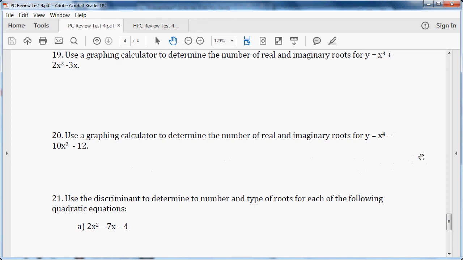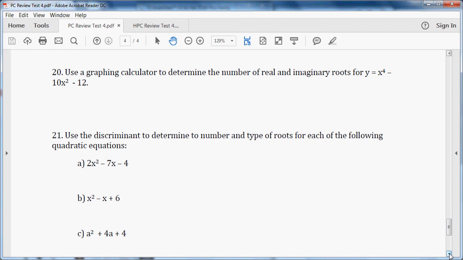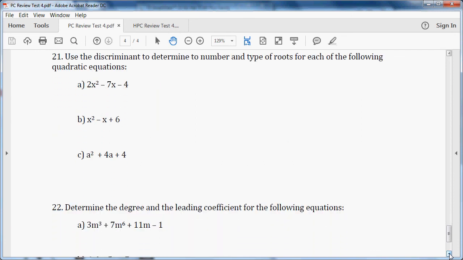Okay, I'm going down to, this is 21 on CP, this is 23 on honors. So use the discriminant to determine the number and type of roots for each of the following quadratics. Remember, the discriminant is b squared minus 4ac. This is our a, our b, and our c. So we do b squared minus 4ac.